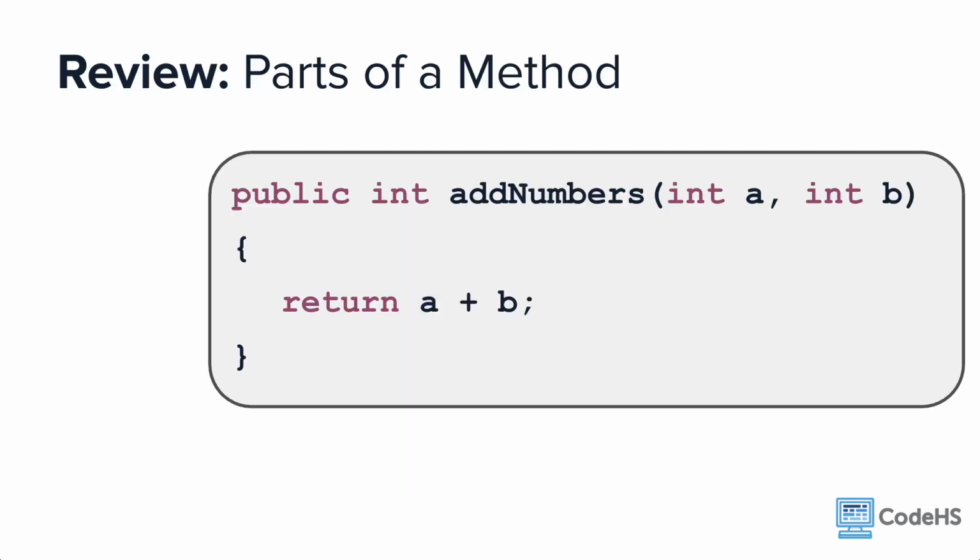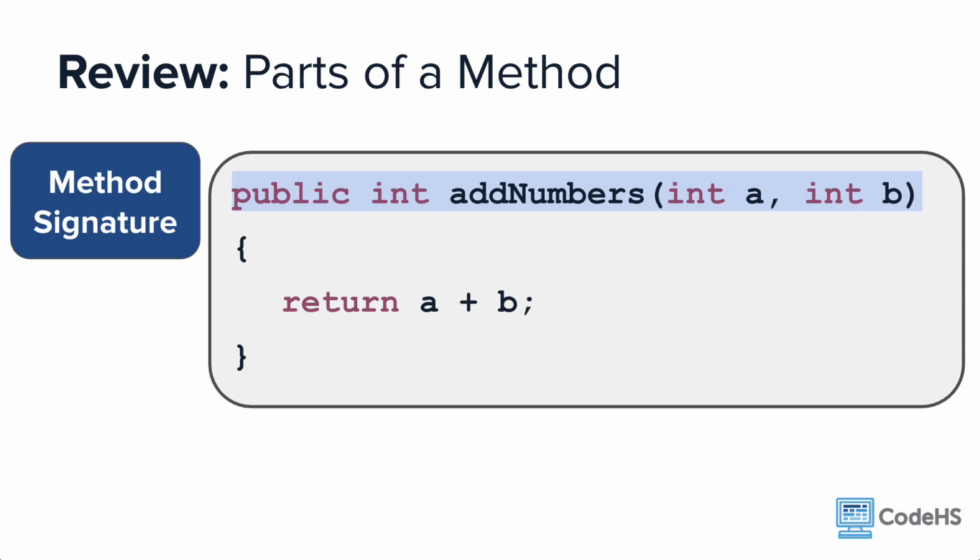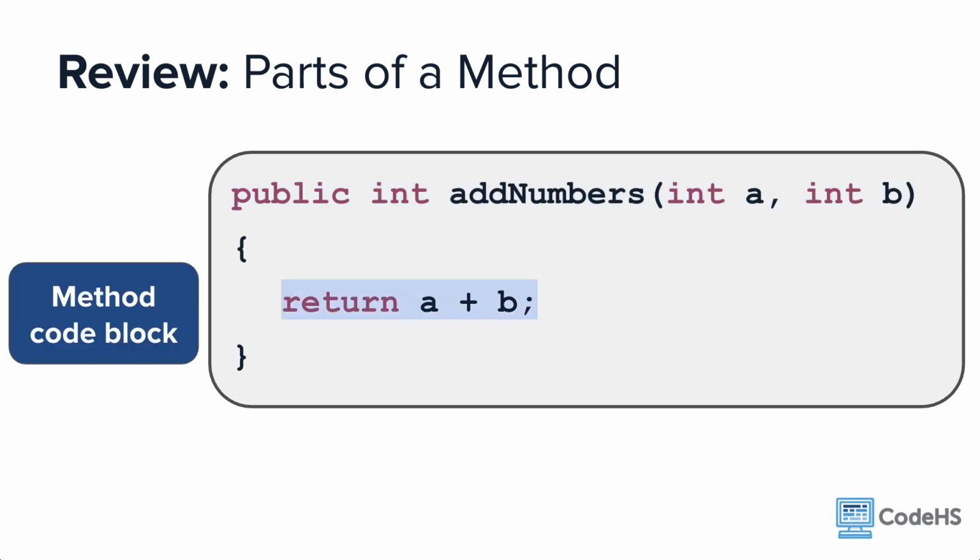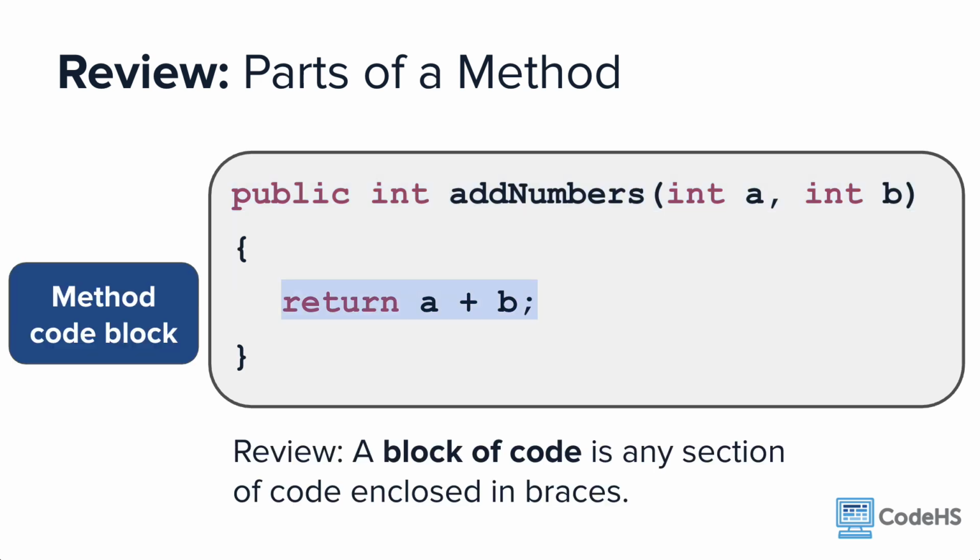Before getting into writing methods, let's review the parts of a method. The first line of code is the method signature. We'll walk through the specifics of the signature in a moment. The second part of the method is the method code block, or body of a method. As a review, a block of code is any section of code enclosed in curly brackets. The method code block has all the code that will run when the method is called.